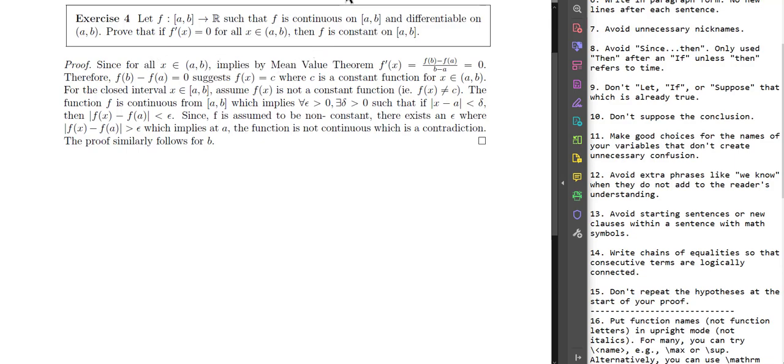Okay, so let's start with, you want to use the mean value theorem, right? So to use the mean value theorem, we need some hypotheses, right? Namely, f is continuous on the closed interval and differentiable on the open interval. So we should restate that. Since f is continuous on the closed interval and differentiable on the open interval, by the mean value theorem, there exists an x in between a and b such that f prime of x equals this difference quotient. Okay, so that's what we could say.